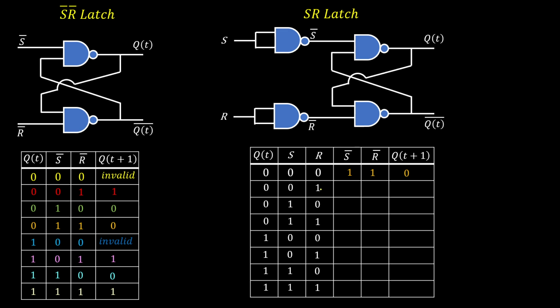For S 0, R 1, S bar is 1 and R bar is 0. So next state has to be 0. Present state is 0, S is 1, R is 0. So S bar is 0, R bar is 1. So next state has to be 1.